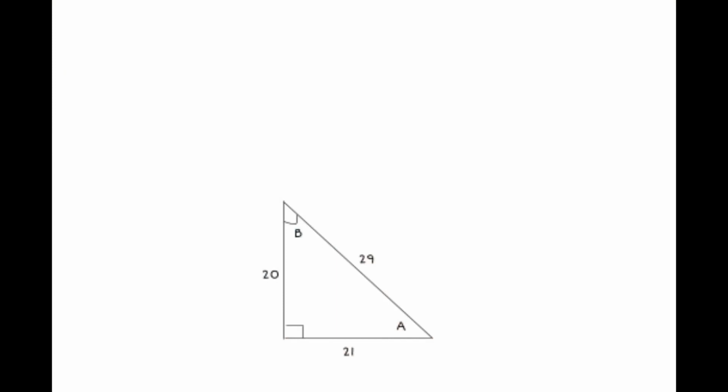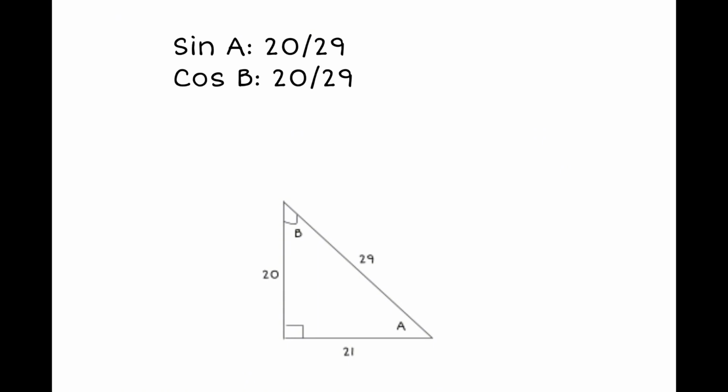In this example, the adjacent side of this triangle is 21, the opposite side is 20, and the hypotenuse is 29. Using the formulas stated earlier, we can see that sine A and cosine B would be 20 over 29, and tangent B would be 21 over 20.